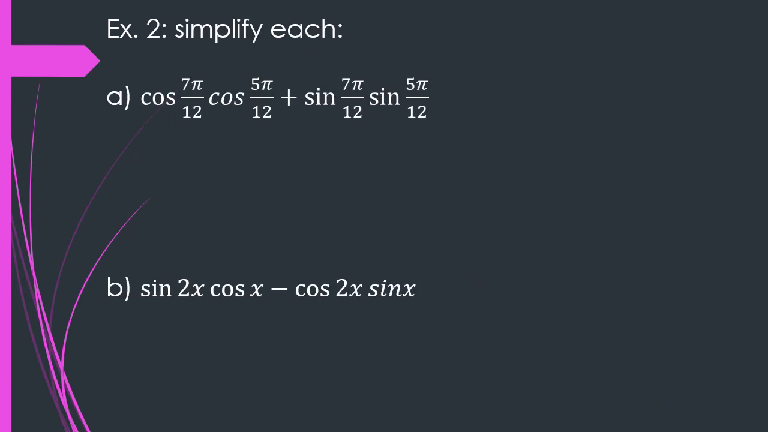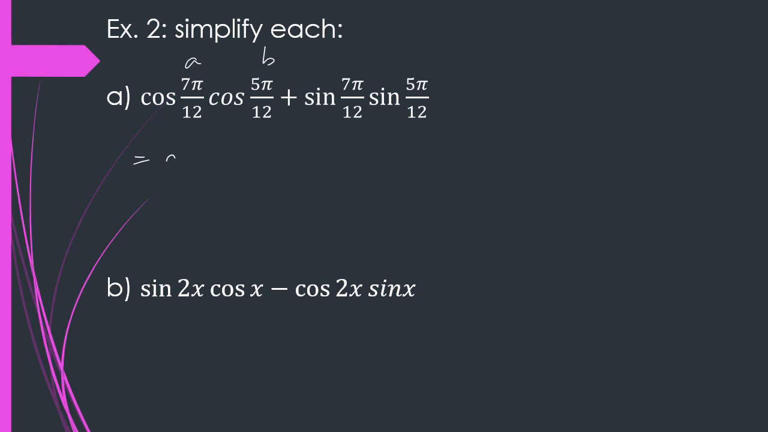Example 2. We want to simplify each. This is a little bit of a switch of gears here. Instead of you expanding the compound formula, I'm giving you the compound formula and you have to work backwards. So we have to identify the pattern. If you look at 2a, it goes cos cos plus sine sine. Well, hopefully you identify that as being the compound angle formula for cos subtracting. And that would be your a and that would be your b.